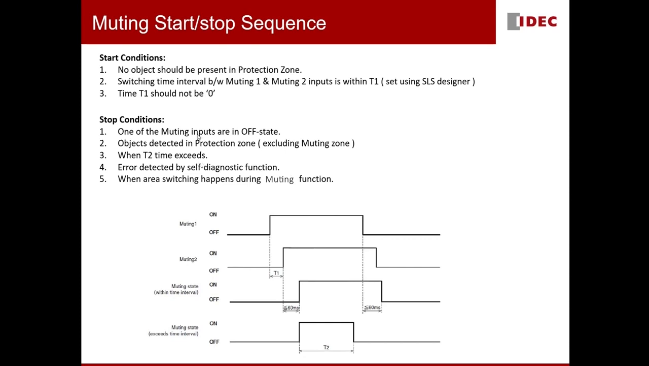So either a muting input should be in off state or the timer exceeds. Let's say I have set a timer of 40 seconds or 60 seconds. If the time exceeds, the muting function will stop and that area will act as a protection zone once again. If any error is detected within the functionality while doing muting, even in that case muting will stop. The fifth condition is whenever an area switching happens during the operation of the muting function, even in that case muting will stop its operation.